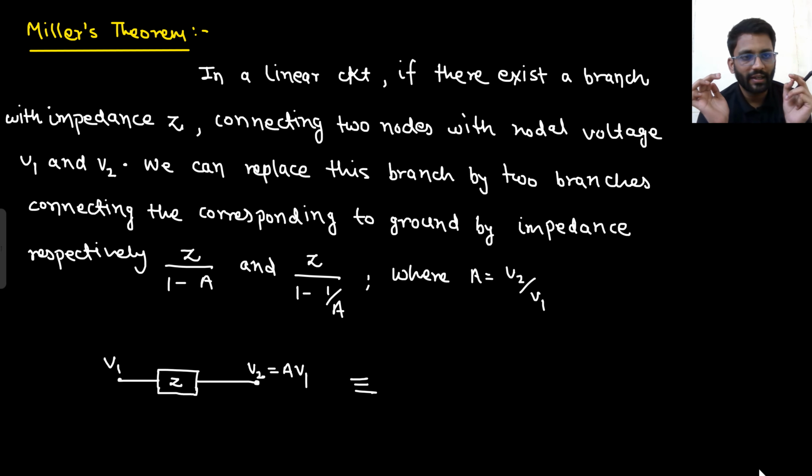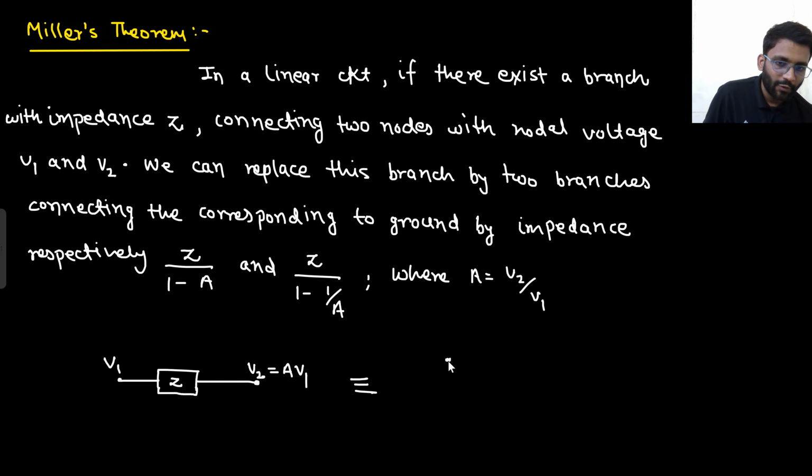Now V1 and V2 are related by a factor of A. V2 is equal to A V1. Impedance Z is there, and impedance Z has two nodes, V1 and V2. Now you can break this impedance Z into two parts. So what you will say, I am breaking the impedance Z into two parts.